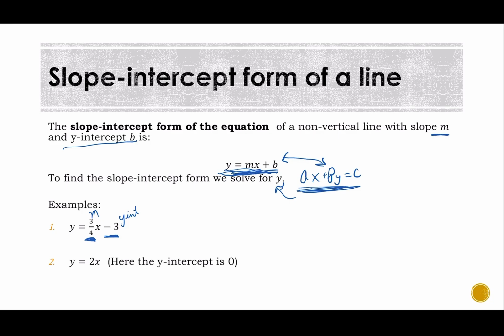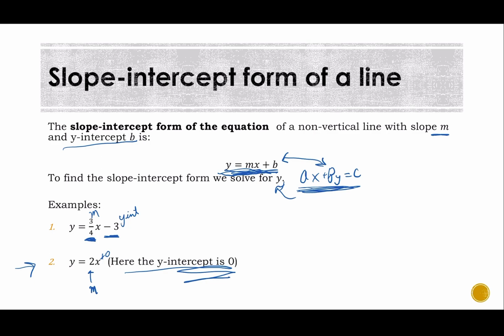Here I have y equals 2x. That means my slope is 2, but I don't have any b added to it. I could add 0, right? So here the y-intercept is 0. And that's what we're going to practice graphing in this video: linear equations of the form y equals mx. So the y-intercept is always going to be 0 in this case.